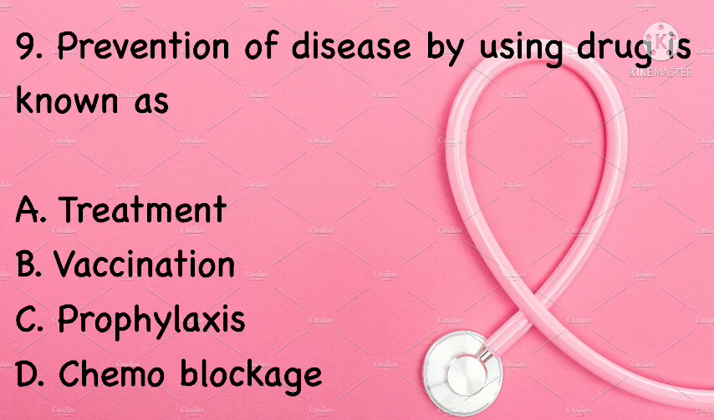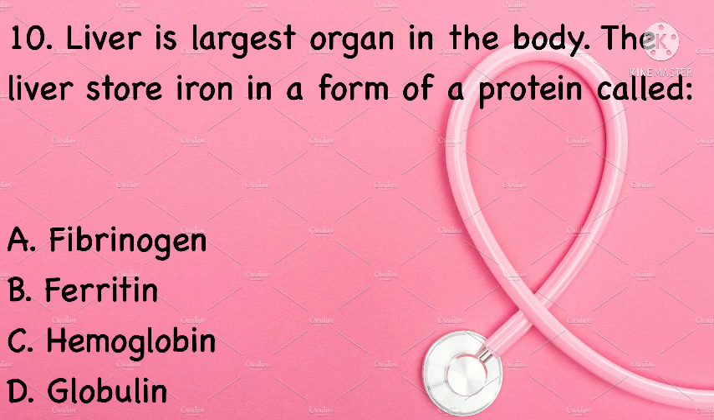Prevention of disease by using drugs is known as treatment, vaccination, prophylaxis, chemo blockage. Correct answer is C. Prophylaxis. Liver is the largest organ in the body. The liver stores iron in a form of protein called fibrinogen, ferritin, hemoglobin, globulin. Correct answer is B. Ferritin.